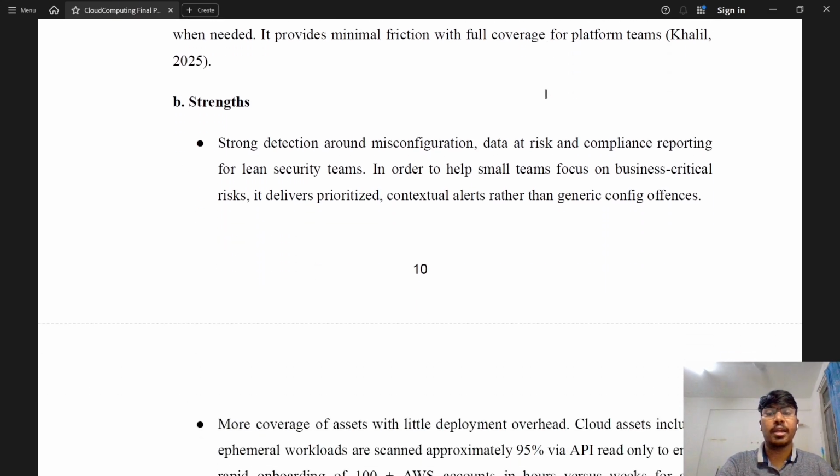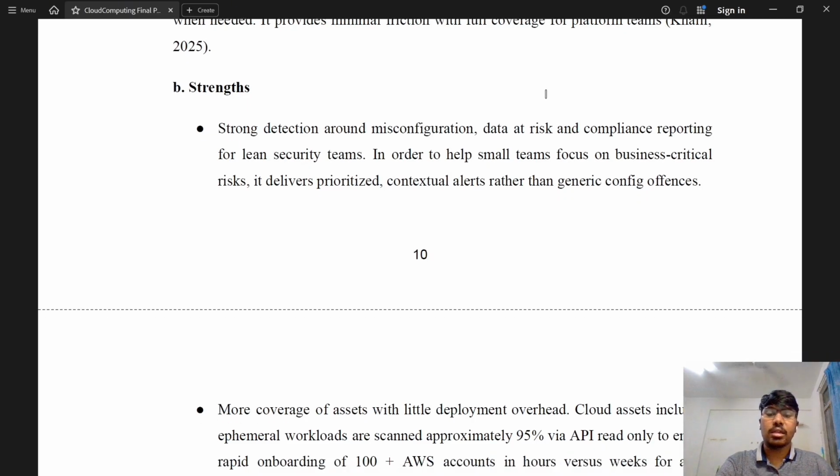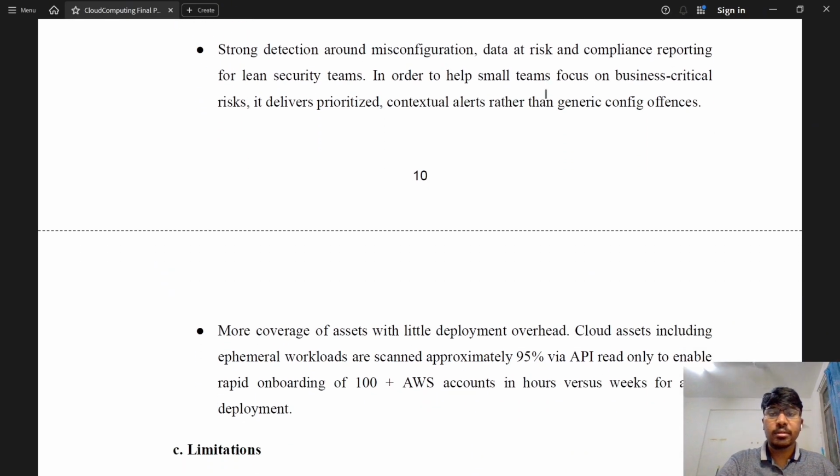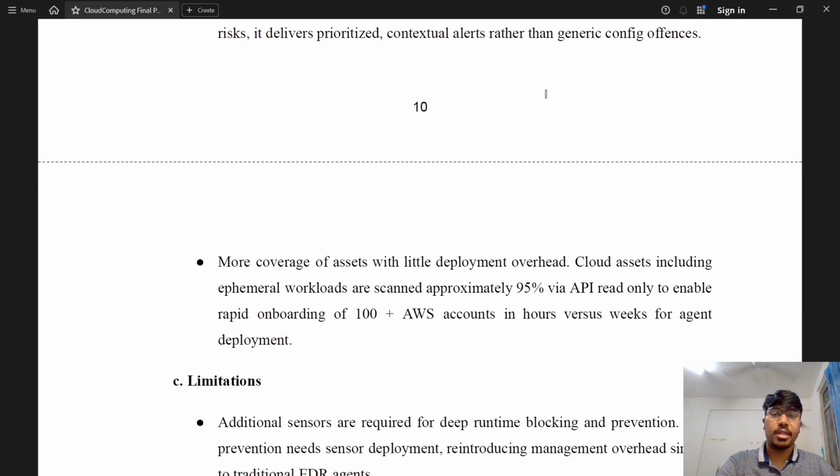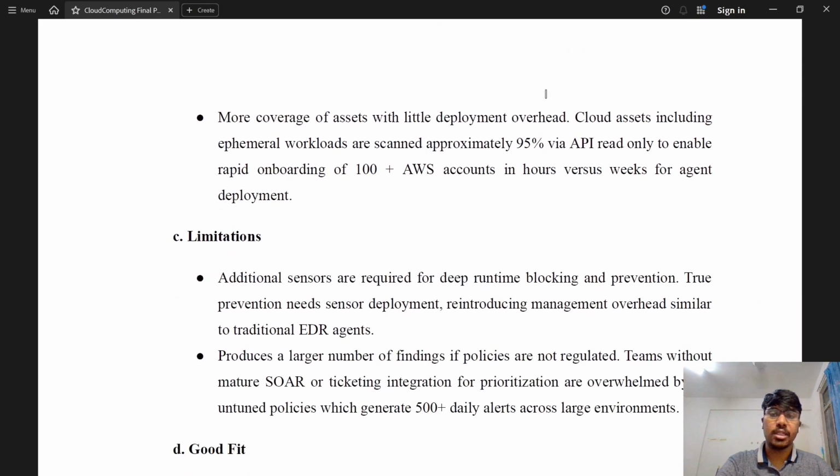It also offers 90 to 95% asset coverage via read-only API, and rapid onboarding of 100-plus accounts in-house. There are limitations. Firstly, it requires sensors for real prevention and blocking capabilities, and it also produces alert fatigue, with 500-plus daily alerts without proper policy tuning.